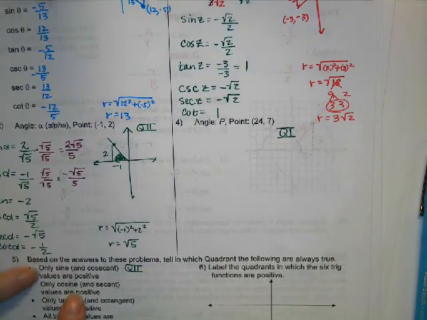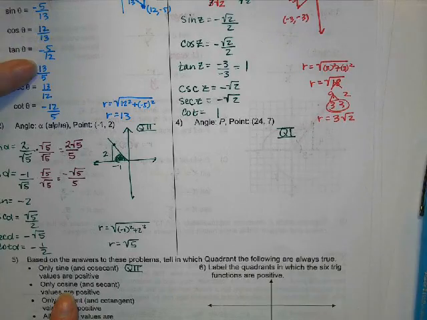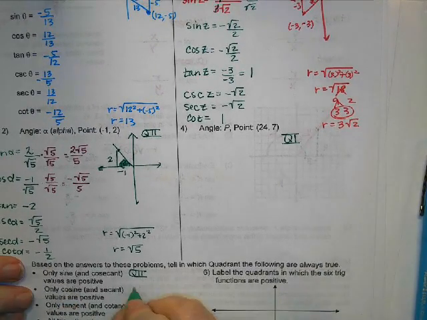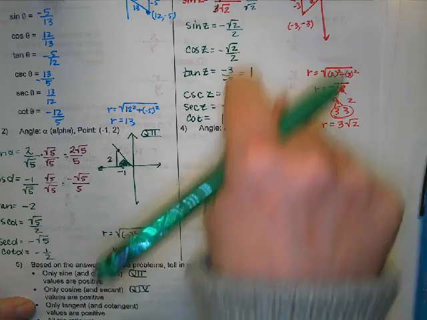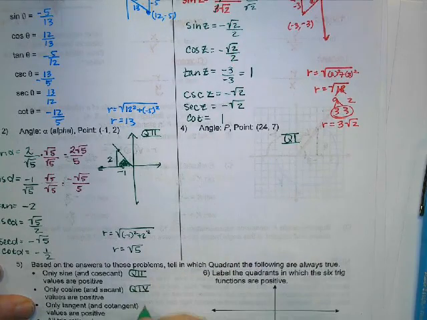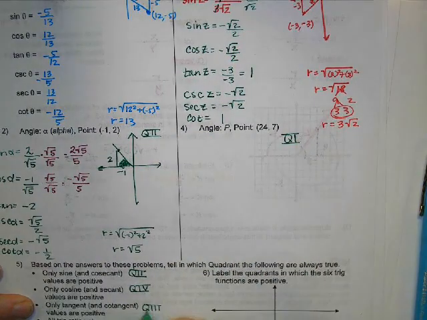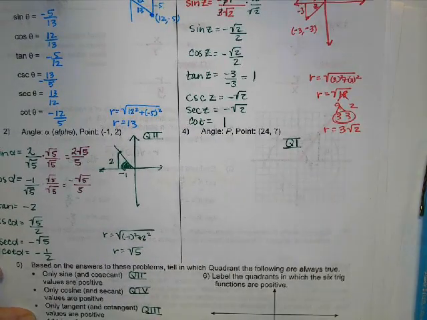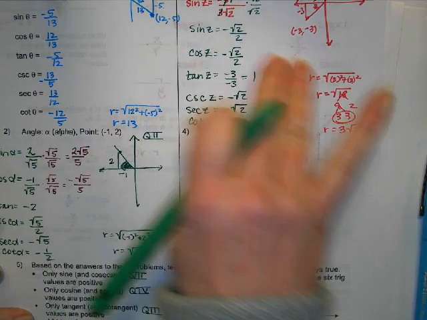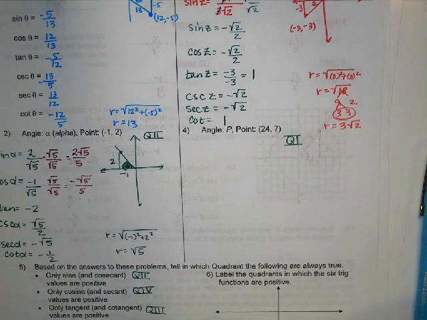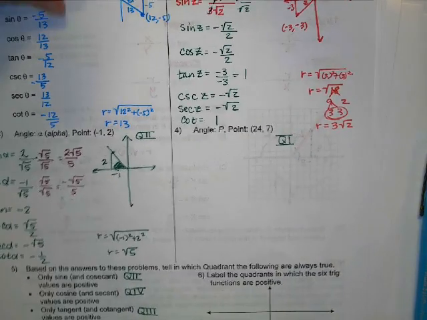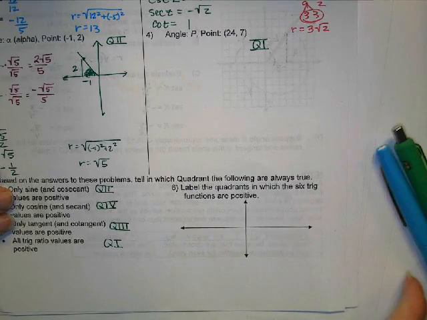If I go look where only cosine is positive, that's this one, quadrant 4. Only tangent is positive, that's this one up here, quadrant 3. And then the last one where all of the trig ratios are positive, well, I don't see that on any of those I have done, so it must be this one in quadrant 1, and it is. So there's a little mnemonic that helps us remember this. It's going to come in handy a lot later on.